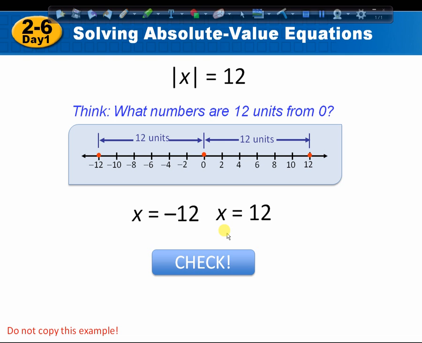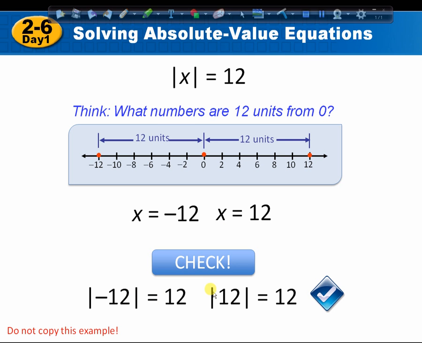And if we check this, we'll see that both of these are true. The absolute value of -12 equals 12, and the absolute value of +12 equals 12. Because absolute value turns everything positive. So it's going to turn this -12 into a +12, and the +12 is going to stay a +12. So this one has two different answers. And as it says at the bottom, you do not have to copy this example.